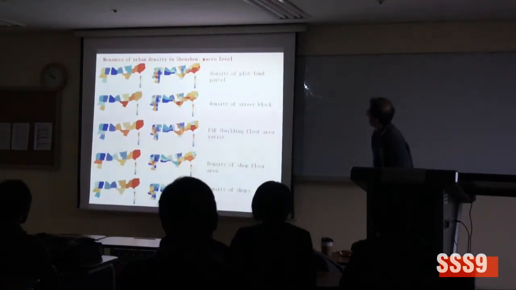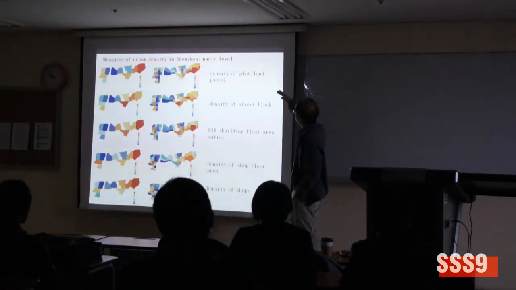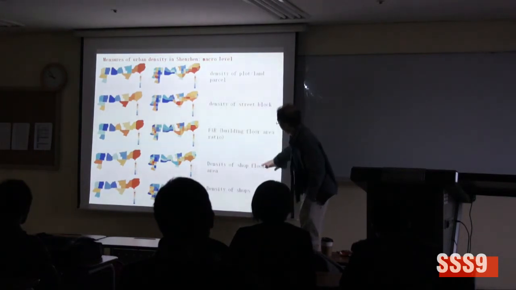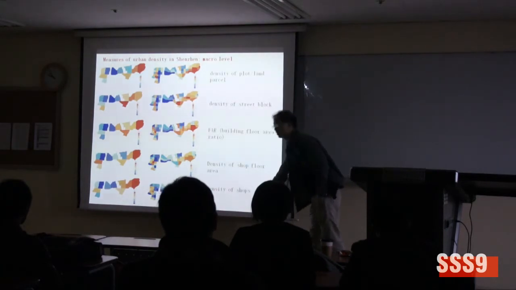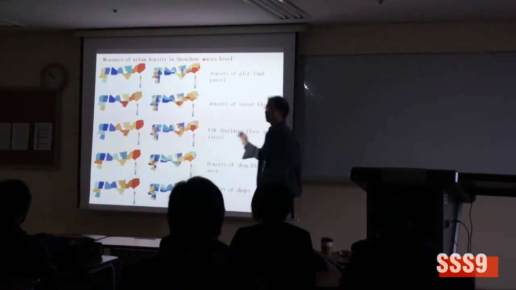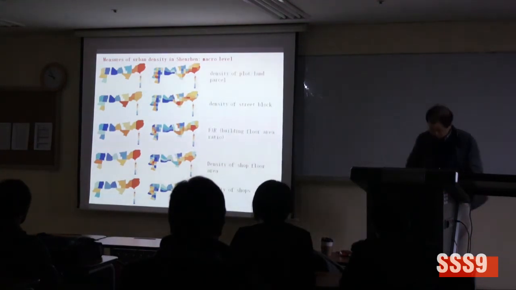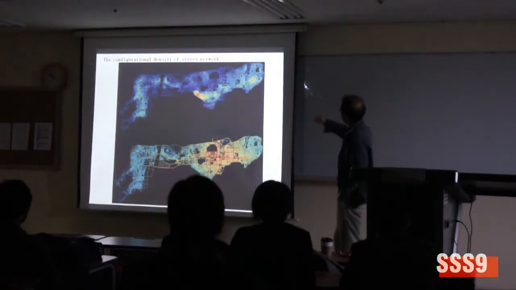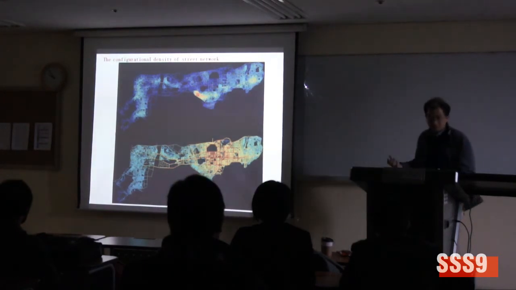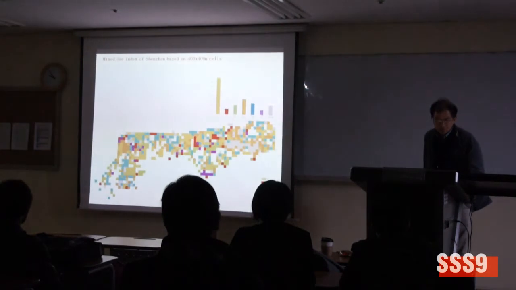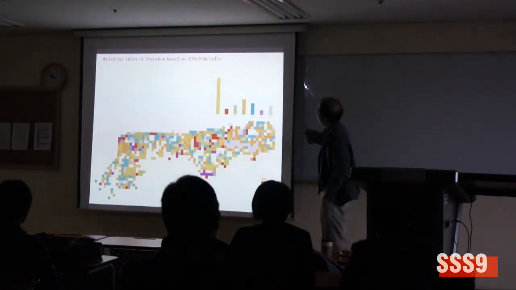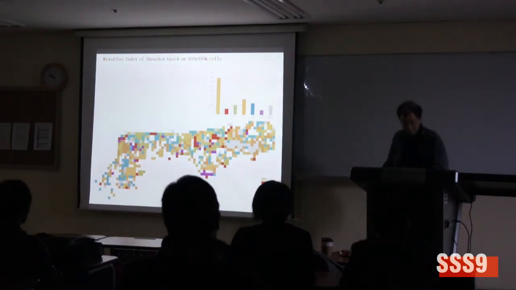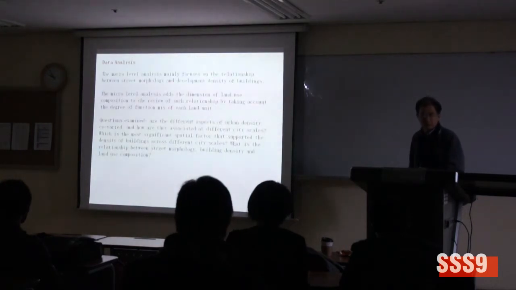This image shows the density of plots or land parcels, the density of street blocks, the density of FAR and shop area, and also the density of shops. To the left is the big area, and to the right are 50 sub-areas. This shows the local and global integration structure of the study area. And this image shows the mixed use index, the percentage of mixed use, based on 400 meter cells.